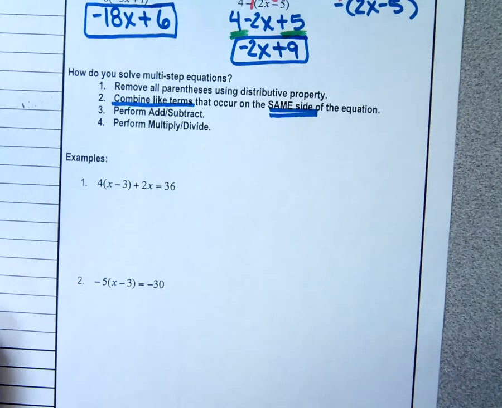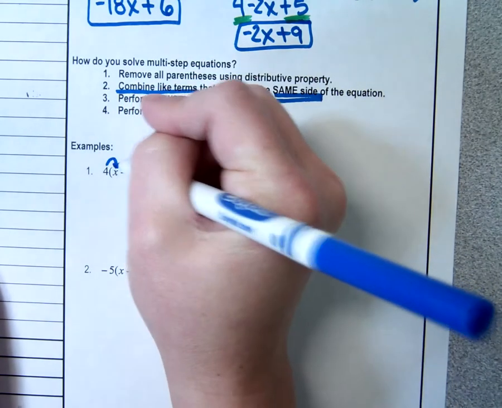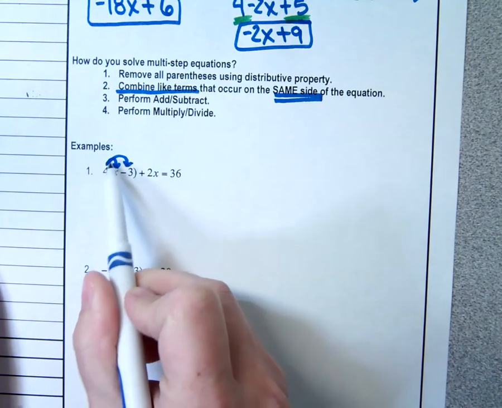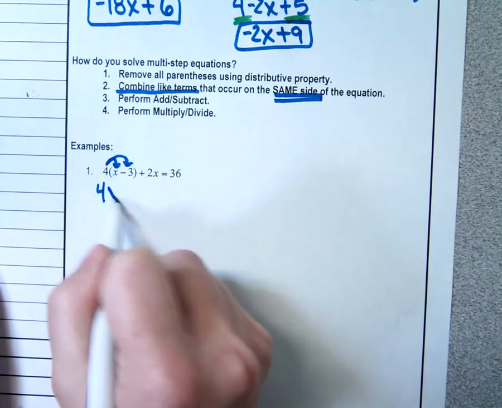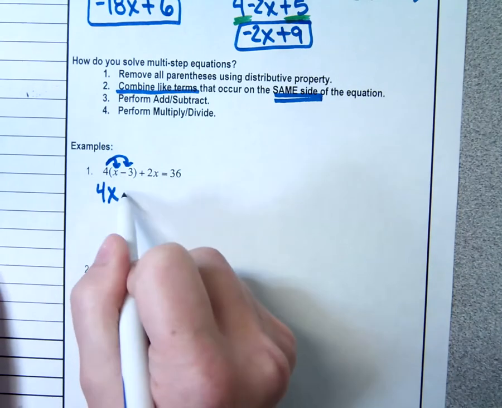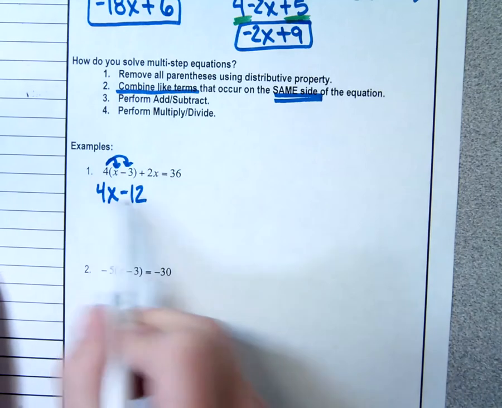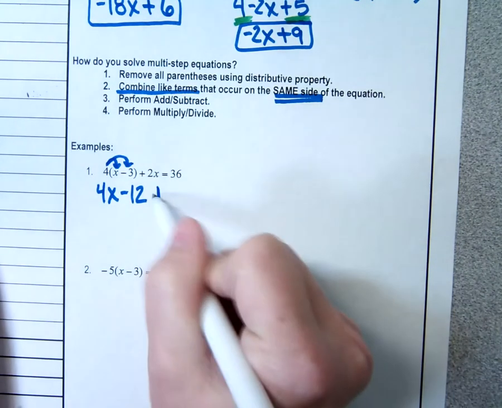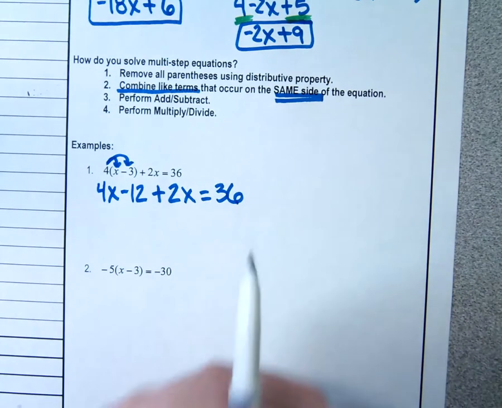So number 1, do you see parentheses? Yes. So first thing I need to do is distribute whatever is smushed against the parentheses. So that means multiply the 4 with everything inside. 4 times x makes 4x. 4 times negative 3 makes negative 12. Once you have finished distributing, the parentheses are gone. So no more parentheses. Now I recopy the plus 2x that's in the back, the equals, and the 36.